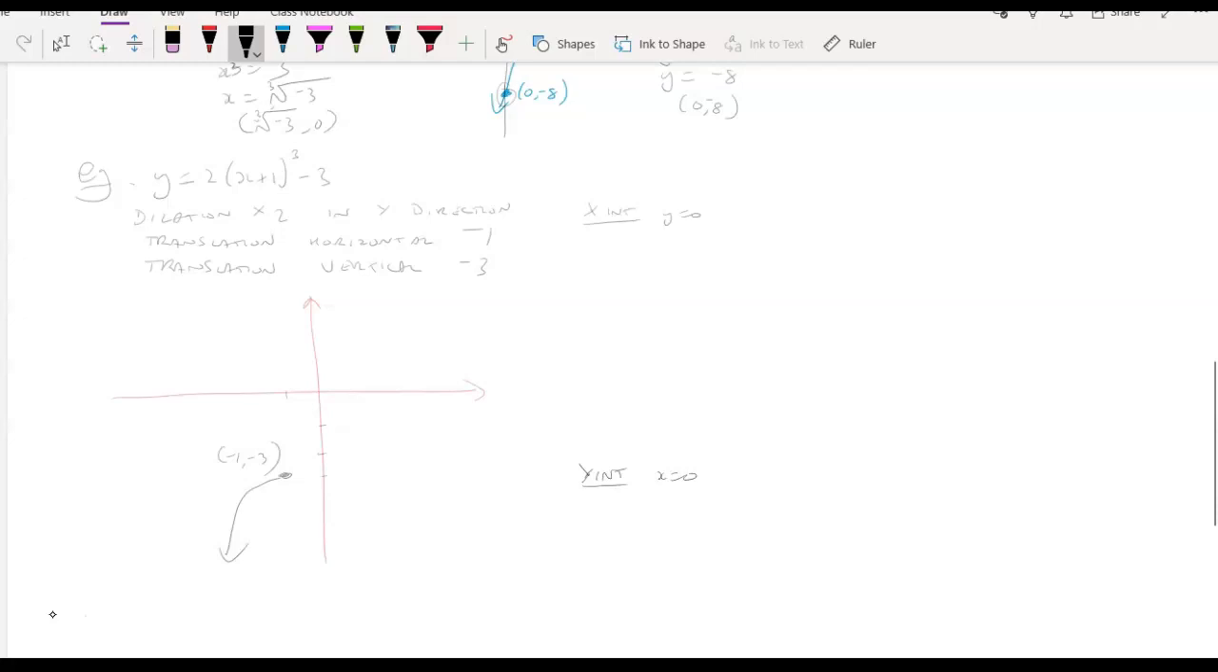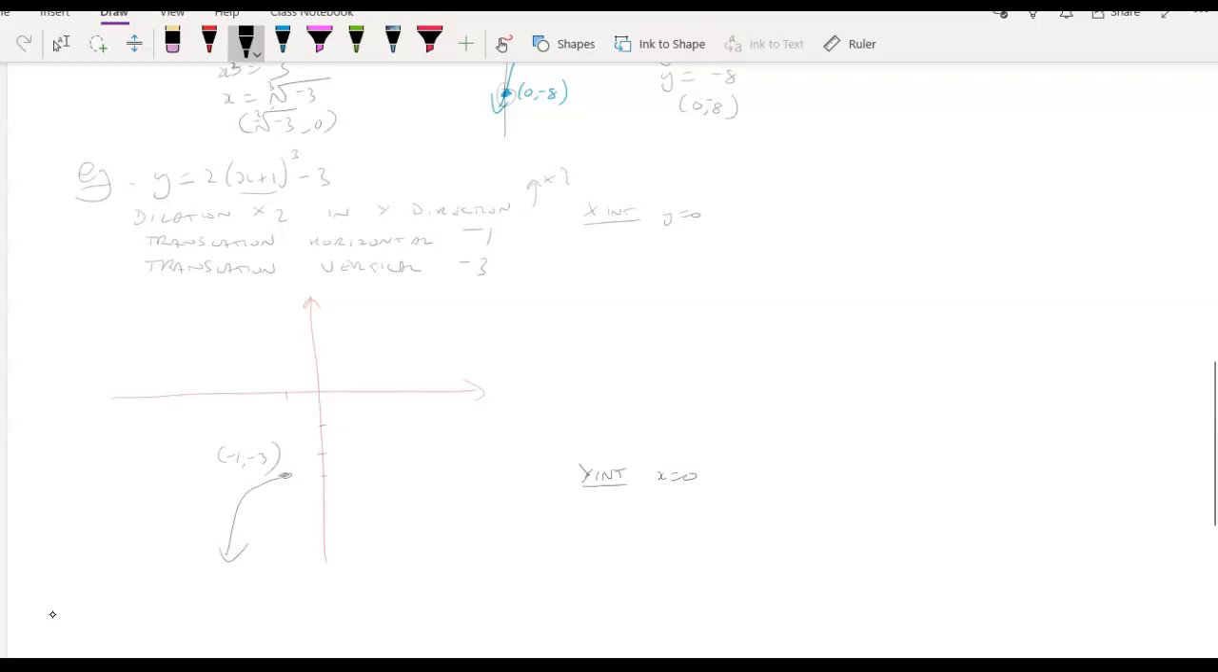It's good to get into the habit of writing down what all the transformations are. The first transformation in DRT order: there's a dilation times 2 in the y direction. That's a stretch up times 2. The second transformation is a horizontal translation of negative 1, opposite to the sign in the bracket. And the third transformation is a vertical translation of minus 3, the same as the sign. So there are three transformations.